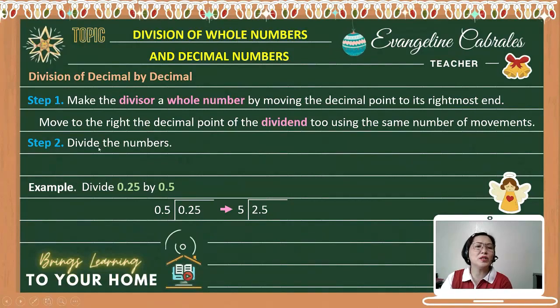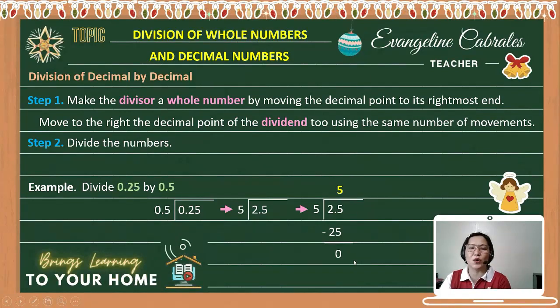Then step 2 is divide the numbers. Mag-divide na tayo. 25, disregard nyo muna ang decimal point ha kapag nagdi-divide ng ganito. Huwag nyo muna siyang pansinin. Mamaya na pagtapos na kayong mag-divide. So, kung walang decimal point, ang tingin pa rin dito ay 25. So, 25 divided by 5 is 5. And 5 times 5 is 25. 25 minus 25 is 0.